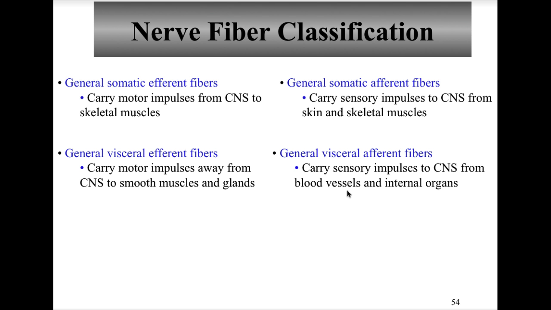A continuation of nerve fiber classification, there are 4 groups of general nerves. You have the general somatic efferent fibers, and these are going to be motor to skeletal muscles. You have the general visceral efferent fibers, and this is going to be motor to smooth and cardiac muscle and glands. You have the general somatic afferent fibers. These are sensory from skin and skeletal muscles. And then you have the general visceral afferent fibers, and these are going to be sensory from blood vessels and internal organs.